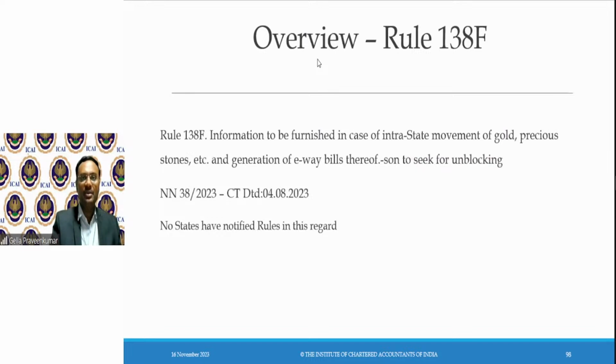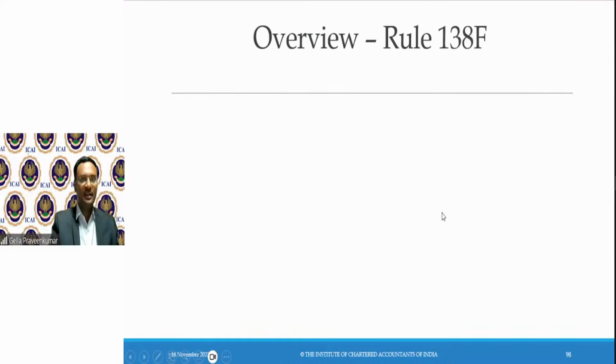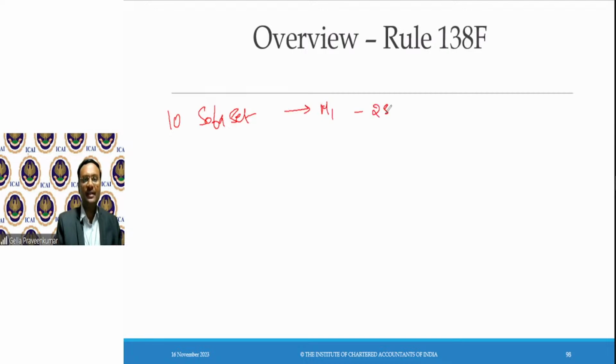Let me come to my slide to explain this. Let me use this screen. Assuming there are 10 sofa sets. In month 1, 2 sets were sold. Month 2, 1 set was sold. And month 3, there is an opening stock of 7 sets.